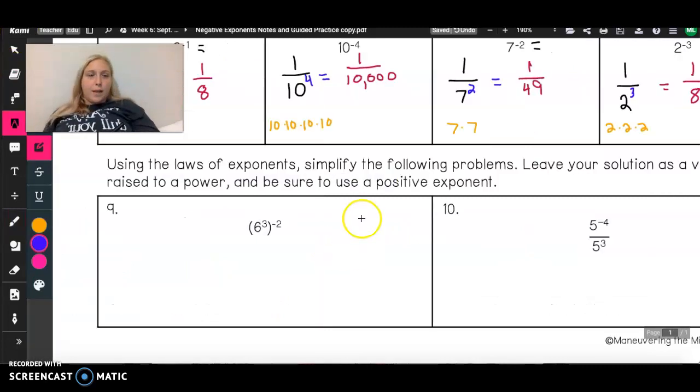Pardon the glitch that just happened with the screen. I didn't want to have to start my video over, so we're going to start off from here. Okay, so we have 2 more problems left.